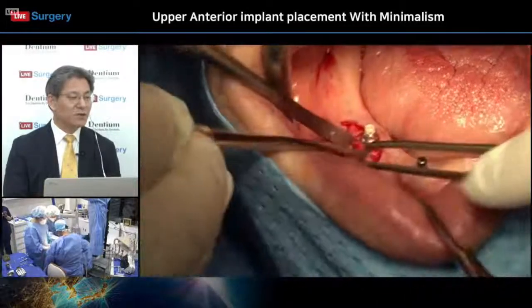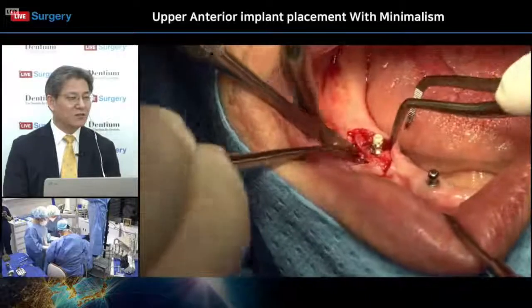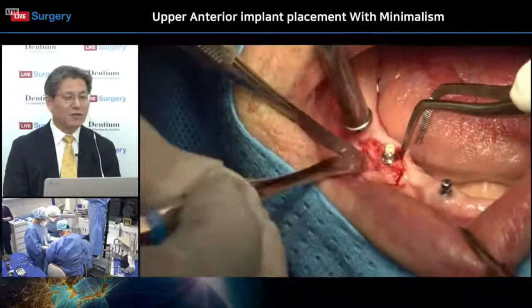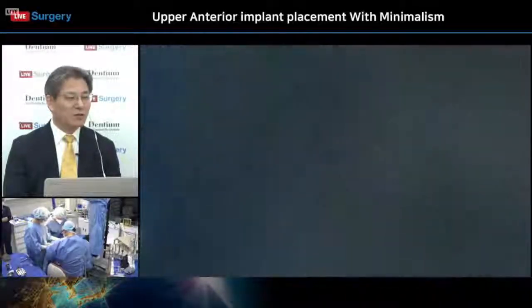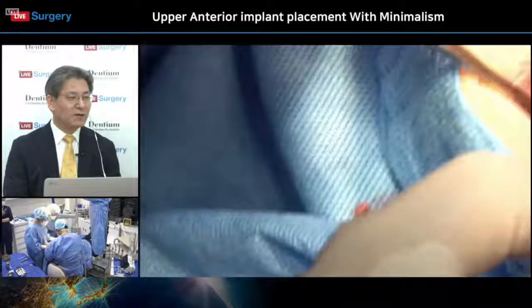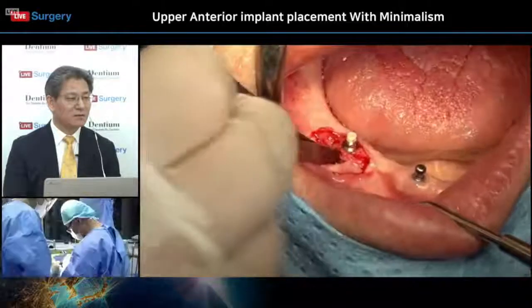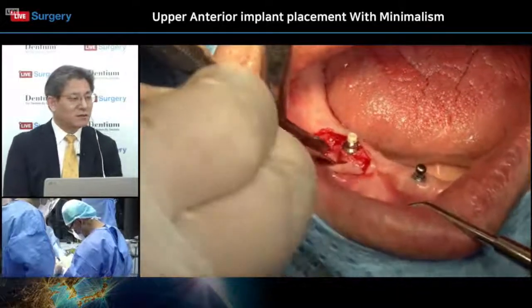Simple but stronger. Simple but stronger system. So this tissue level 4.0 is almost equal to a 4.5 bone level implant. Here, shall we place Osteon3 collagen and collagen graft and suture?